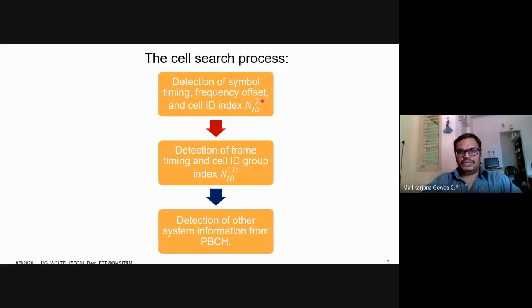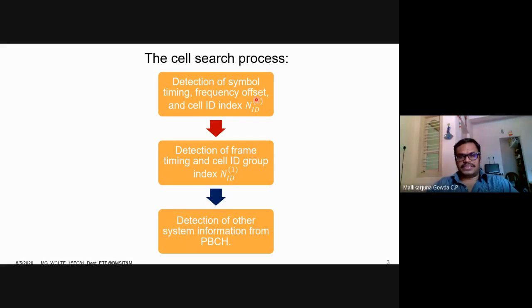Right? So after doing this, that is the primary synchronization signal and the secondary synchronization signal, it will be able to detect the symbol timing and the frame timing. Then the next step is the detection of other system information from the PBCH channel, that is the physical broadcast channel. So these are the steps involved in the cell search process.